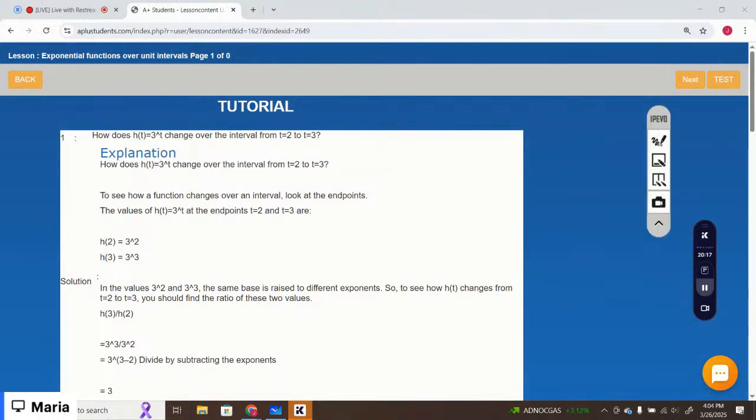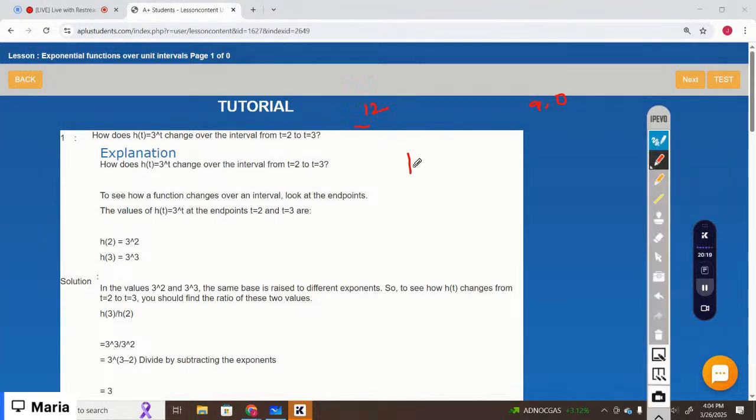So we are given h of t equals 3 exponent t. Evaluate it for t equals 2, sorry. Replace the t with 2, that is 3 squared, that is 9. Now, t equals 3 is evaluated for 3 times 3 is 9 and 9 times 3 is 27.